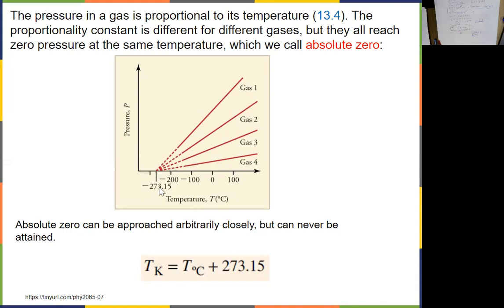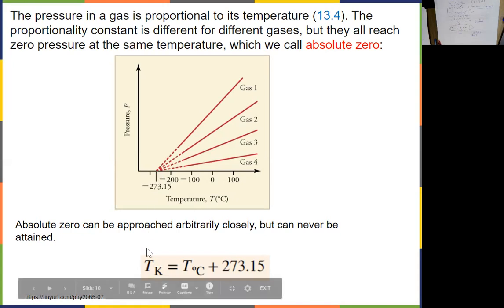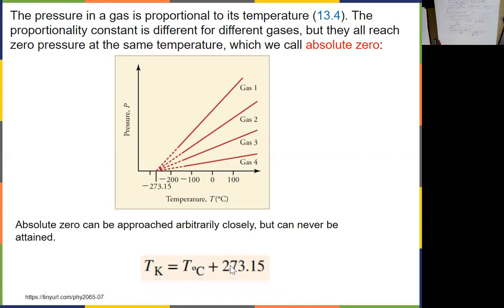So it's -273.15 degrees Celsius. And we define that as absolute zero in the Kelvin scale. So that's how the Kelvin scale can be determined. So from the Kelvin scale, if it's zero, that means in Celsius, -273.15. So then Kelvin equals Celsius plus 273.15, okay?